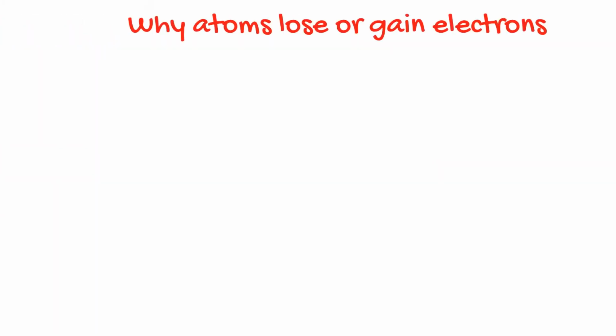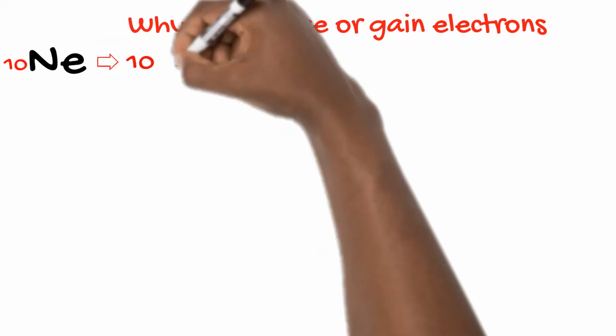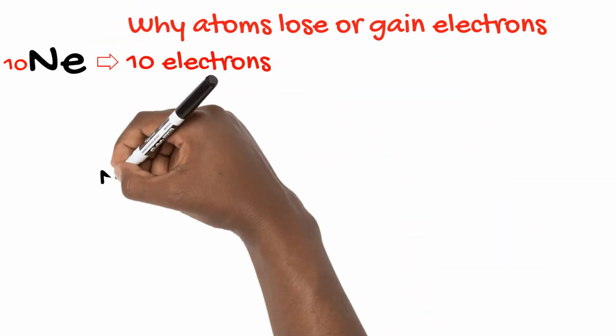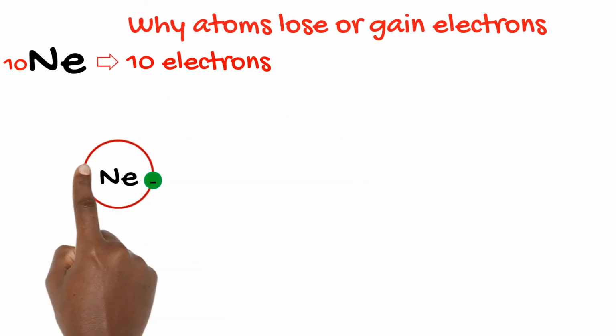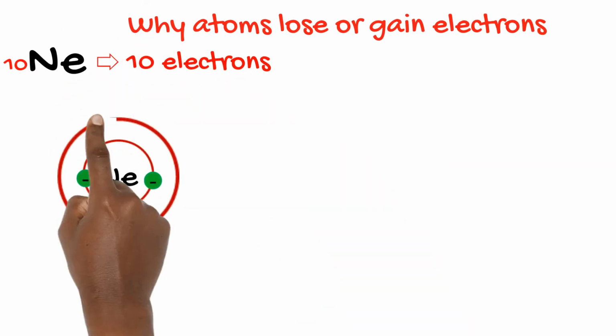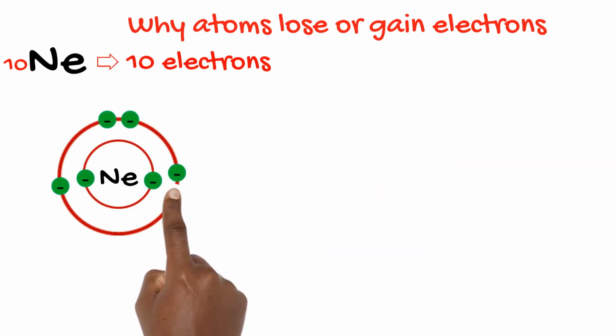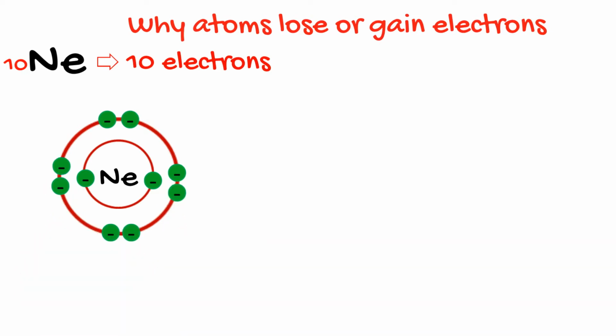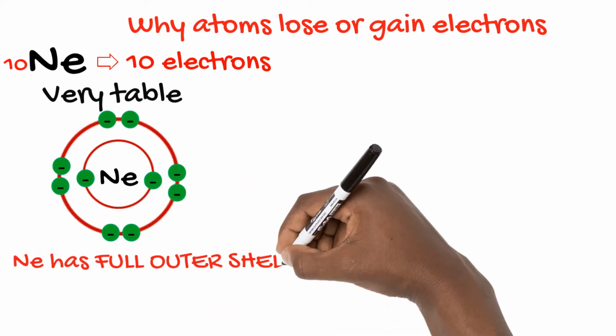So take neon, for example. It has an atomic number of 10. And because it's neutral, it means it has 10 protons and 10 electrons. And these electrons are put in shells. So the first shell takes a maximum of 2, and then the next shell takes 8. If there's more, the next shell will take another 8. But having 8 electrons in the outer shell means neon is very stable because it has a full outer shell.